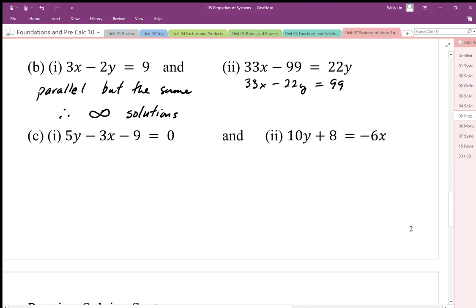For C, looking at the coefficients, again, I'm going to maybe move this over. So I get 10y plus 6x plus 8 equals 0. We can see that the ratio of the coefficients, 5 to negative 3, 10 to 6. Well, the ratio is the same, but the signs are not correct. So these are not the same slope. So these are not parallel, which means then that they must meet. Therefore, one solution. Okay, so this system has one solution.